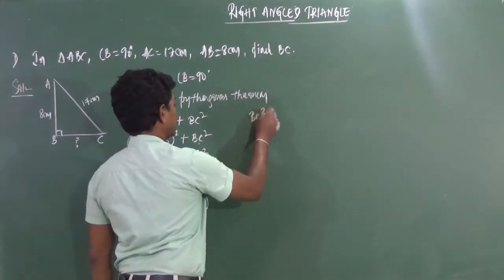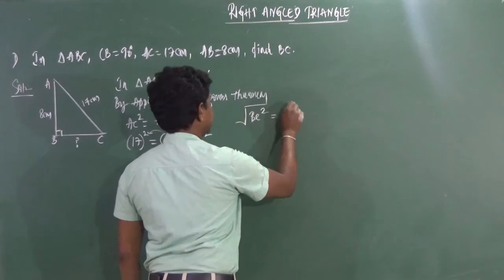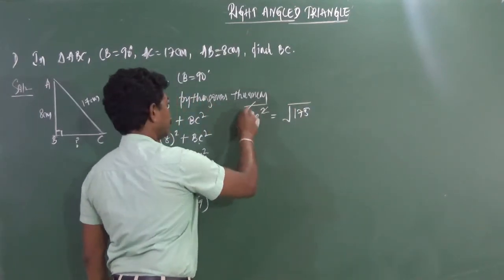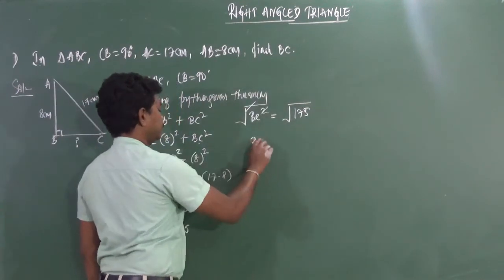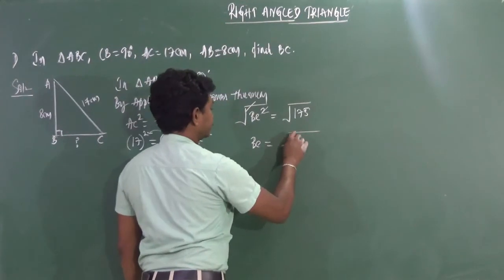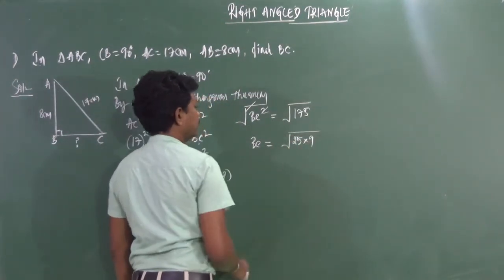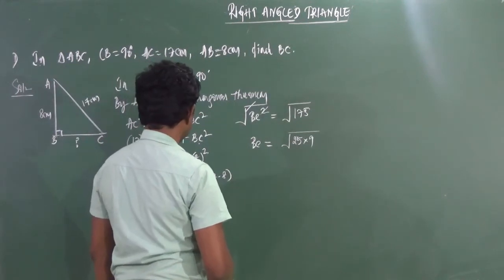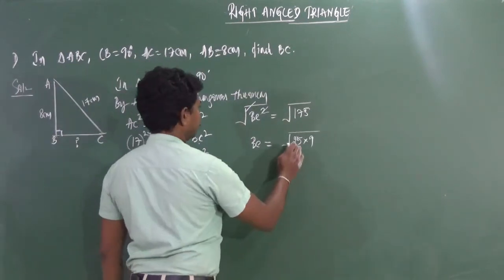Take square root on both sides: square root of BC square is equal to square root of 225. Square and root cancel. So BC is equal to the square root of 25 into 9.